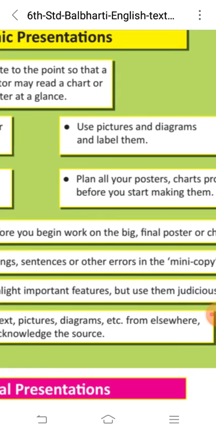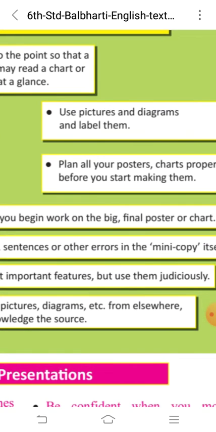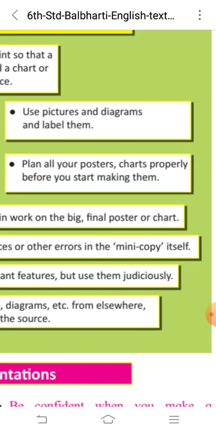What else can be done? Use pictures and diagrams, and even label them. It becomes easy to see a picture and read it instead of reading paragraphs and paragraphs. Plan all your posters and charts properly before you start making them. So before you make whatever charts or posters, you have to plan them in advance before you make a final copy, so that you can do it in your mini copy itself. Fine, students.